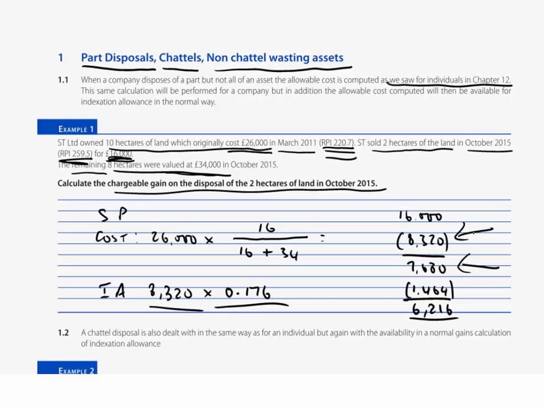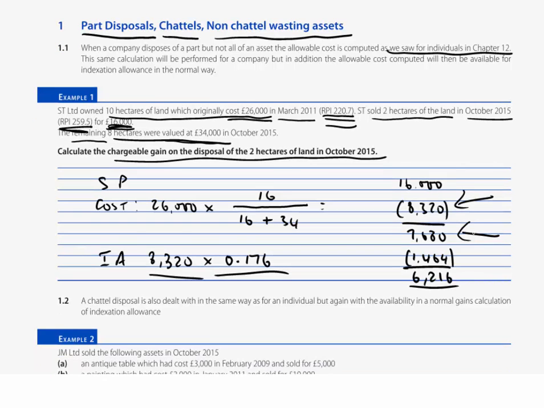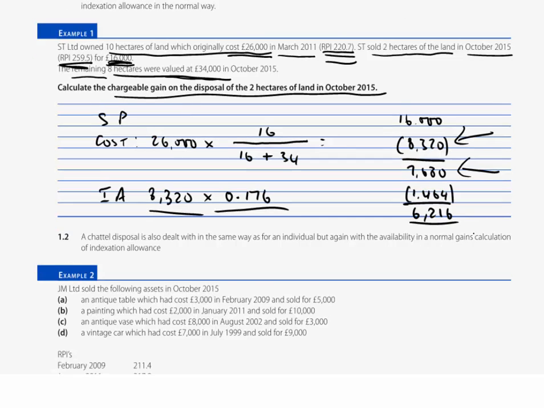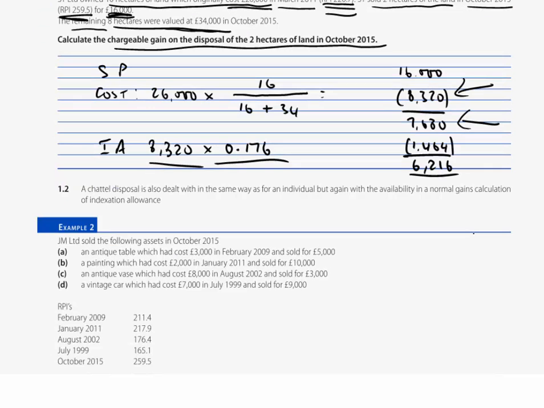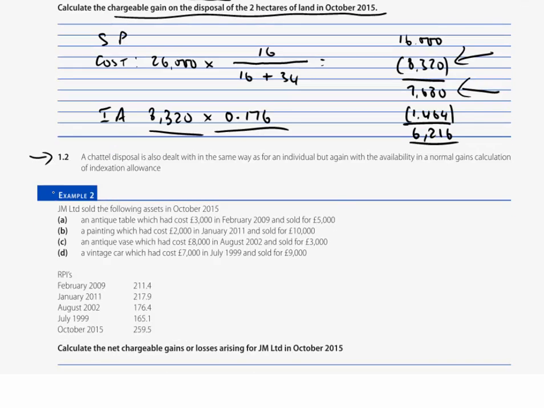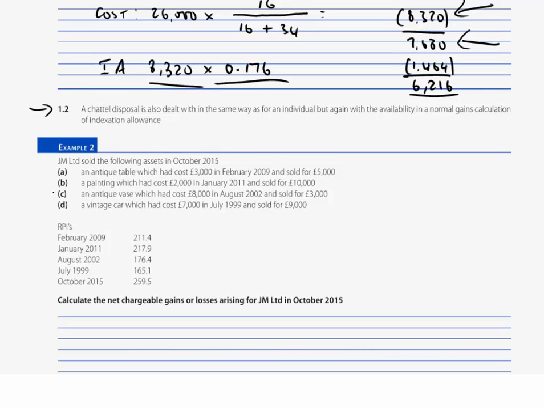Job done. Easy peasy. Right, onwards from part disposals to dealing with chattels. Chattel disposal, we're told here in note 1.2, dealt with the same way as for an individual, which I hope you have just revised. But again, all that will happen in your normal gains calculation, you've got to now bring in indexation allowance. But let's have a little look at our example 2, which, as with example 1, is a rerun of what you did for individuals, but now of course for a company, and therefore bringing in the issue of indexation allowance wherever applicable.